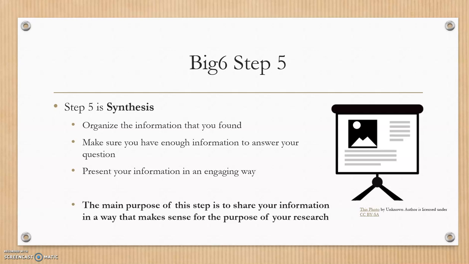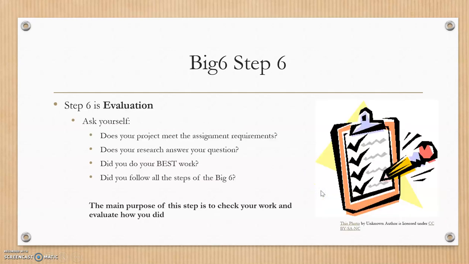So the main purpose of this step is to share your information with your classmates or anyone else who finds your information interesting. And you want to do that in a way that makes sense for the purpose of your research. So if it doesn't make sense to share your information in a brochure, you're going to find a different way. So step 6, the last step in the Big 6 process, is to evaluate your work.